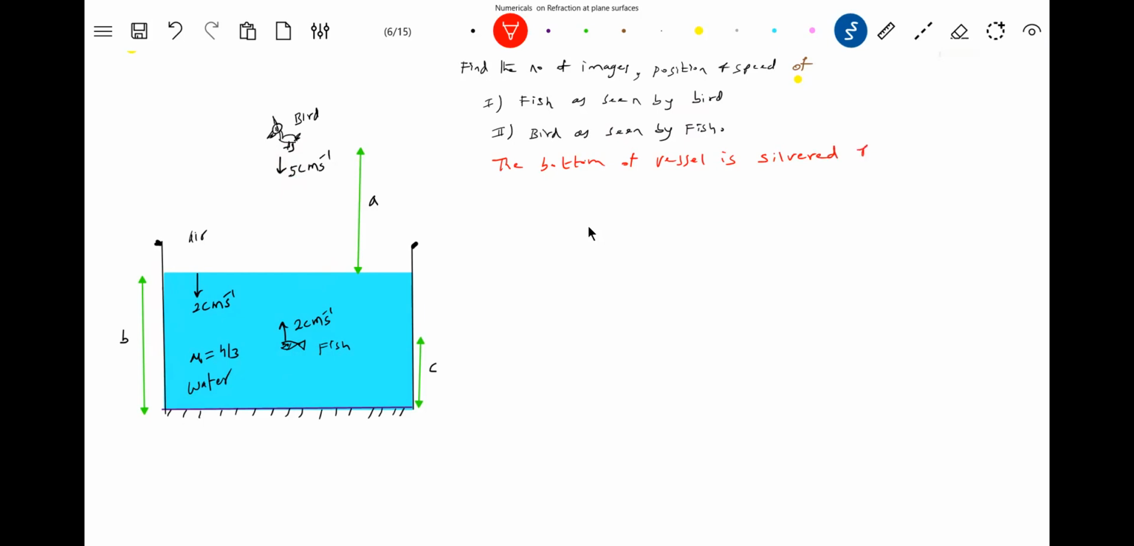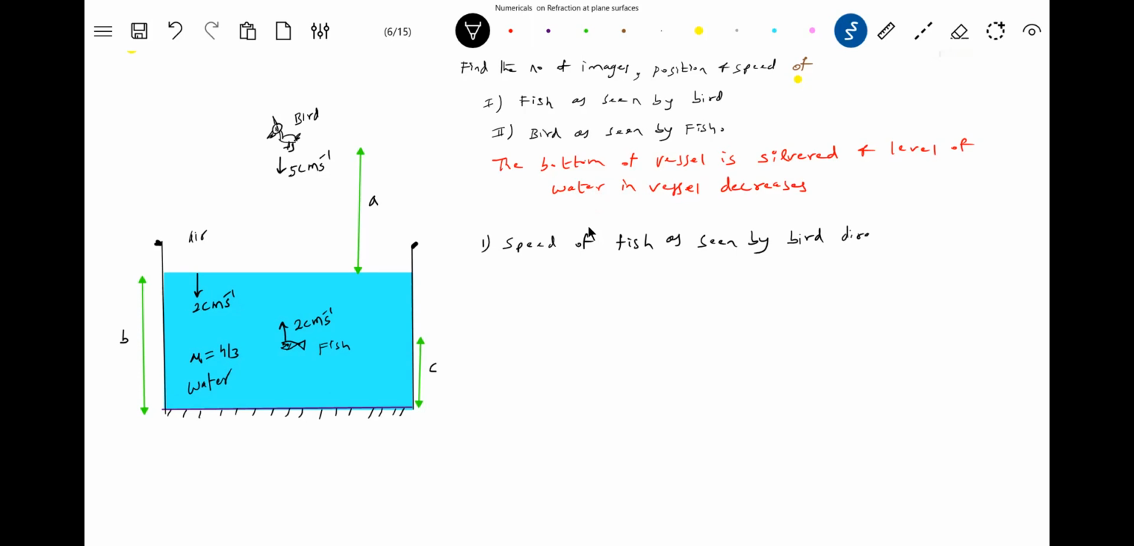Bottom of vessel is silvered, and level of water in vessel decreases. Okay, first we'll find the speed of fish as seen by bird directly.